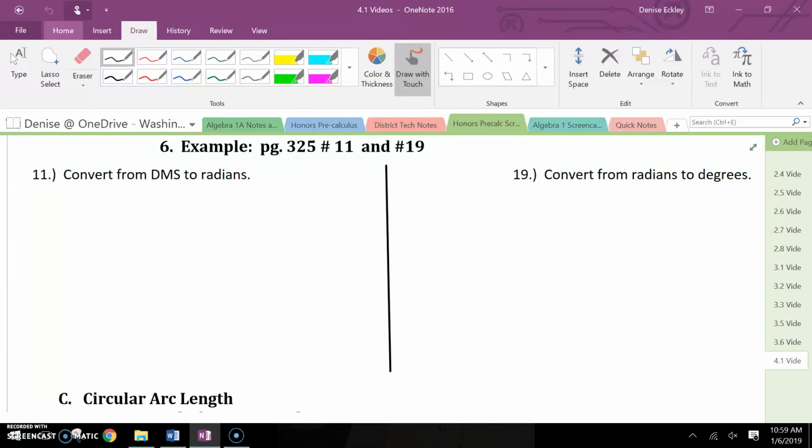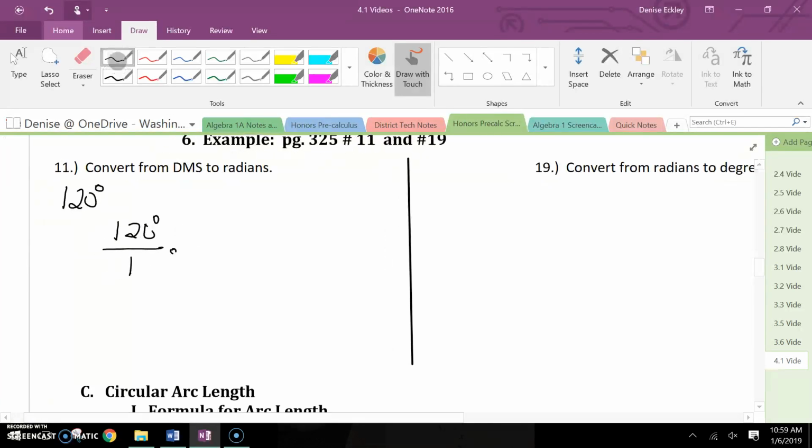So number 11 asks us to take 120 degrees and change that to radians. So we have another conversion factor. The way we do that is we take our 120 degrees and multiply that times our conversion factor, which is pi radians per 180 degrees.